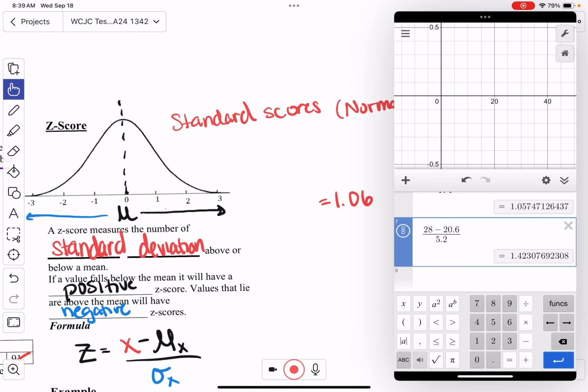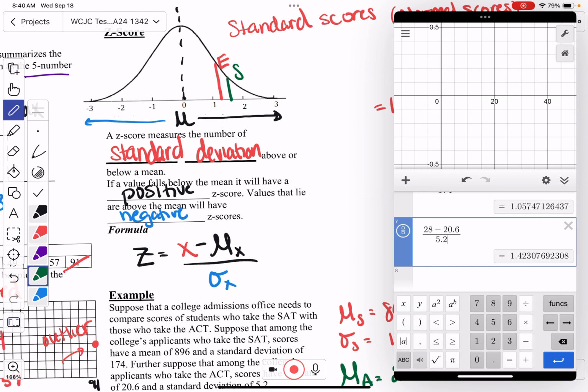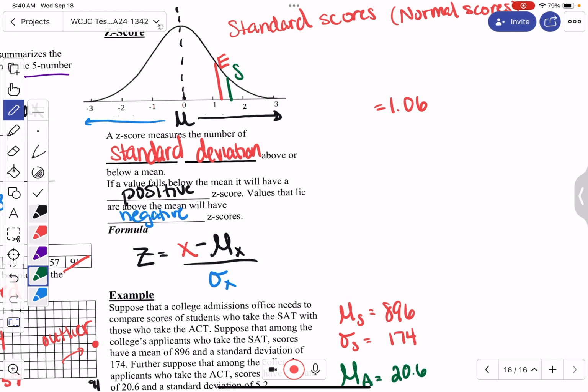where here is Erica, here is Sam. And we can see now by comparing them that by comparing the standard deviations, again, this measures standard deviations. I am 1.06 standard deviations above the mean. I am 1.42 standard deviations above the mean. When you compare them like that, you can see that Sam scored better than Erica, so she deserves a scholarship.